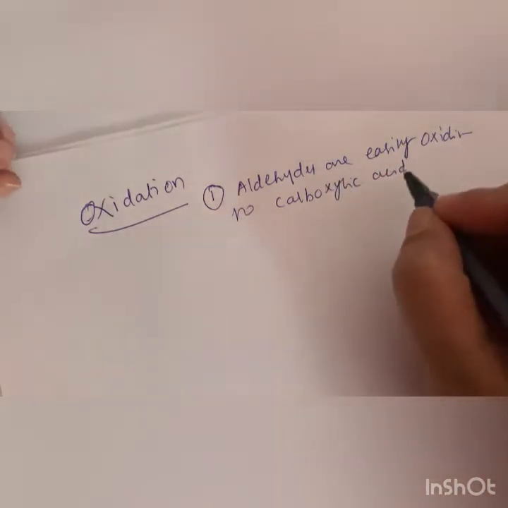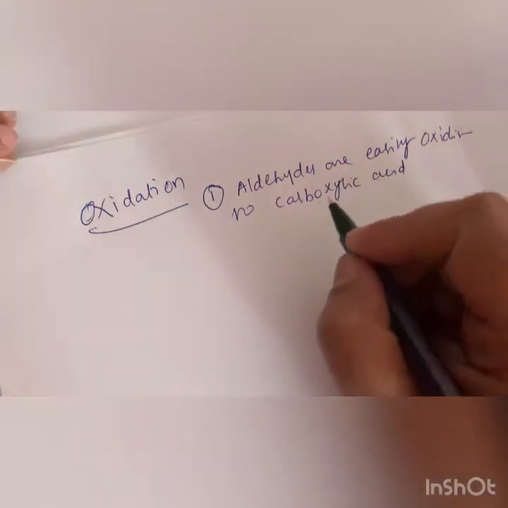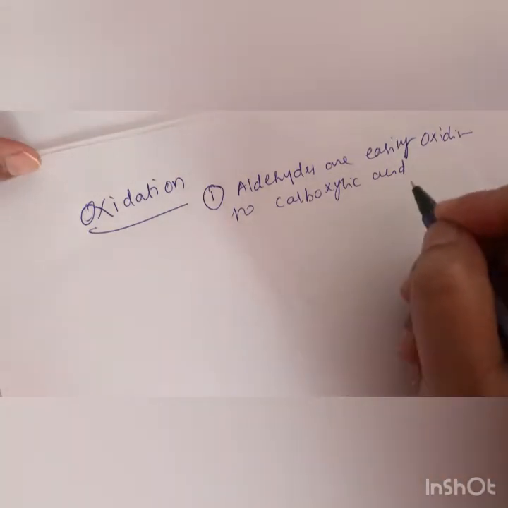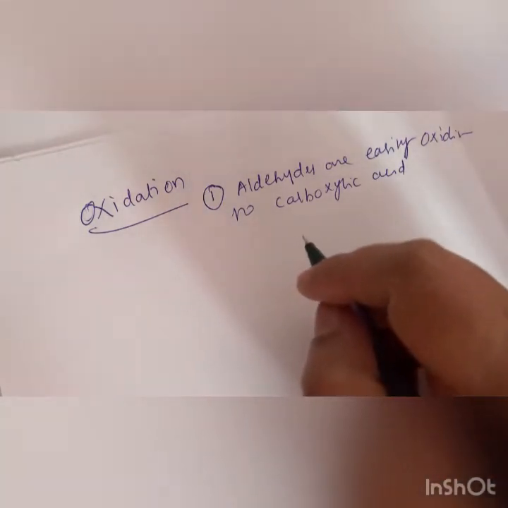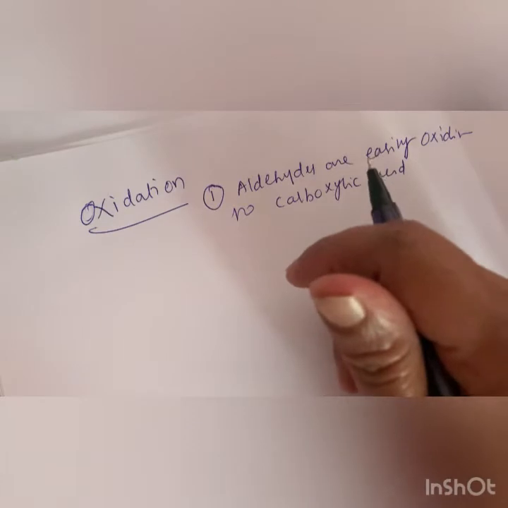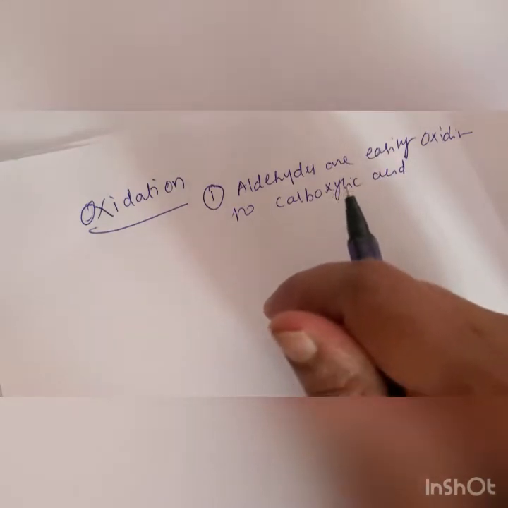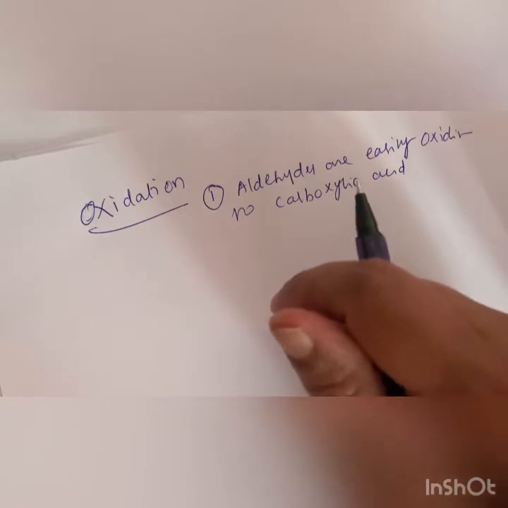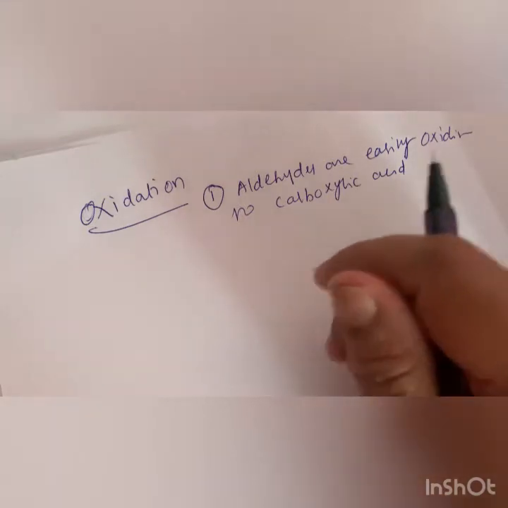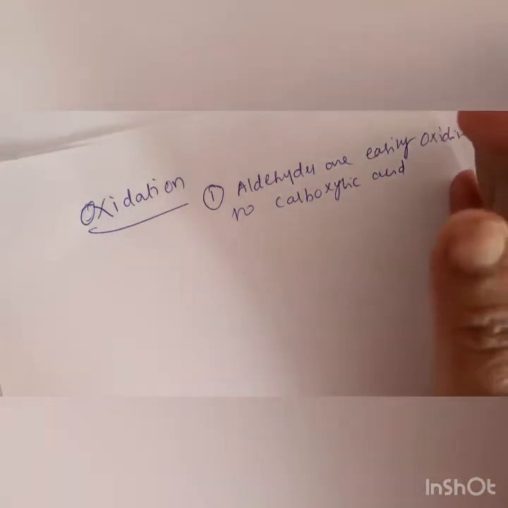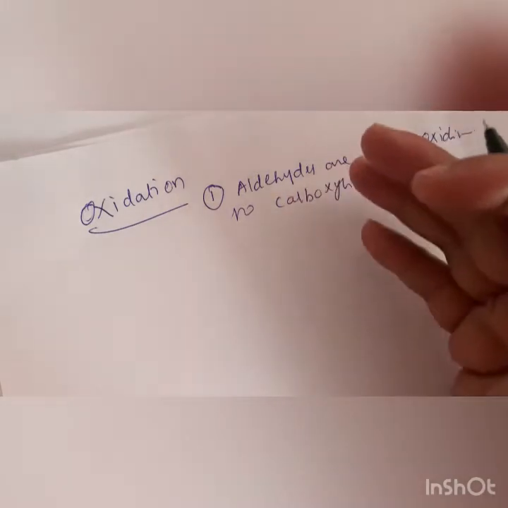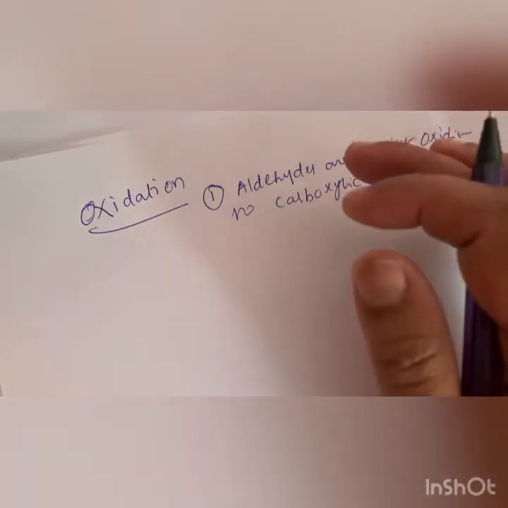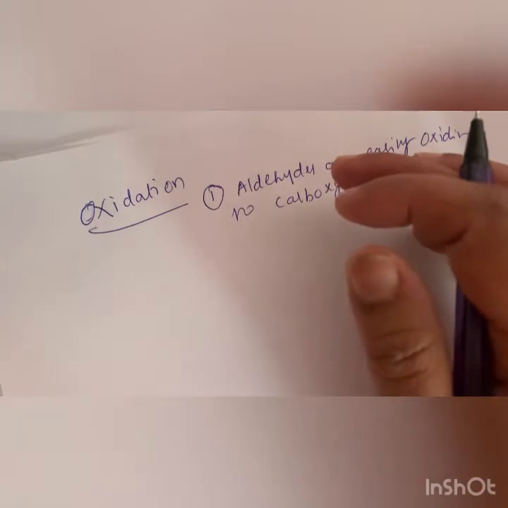But aldehydes, even by using a mild oxidizing agent, will undergo oxidation to carboxylic acid. But ketones, under normal conditions, will not undergo oxidation. If you use very vigorous conditions, like a very strong oxidizing agent, ketones undergo cleavage of the bond and give a mixture of acids. So from one ketone, the respective carboxylic acid you cannot prepare.